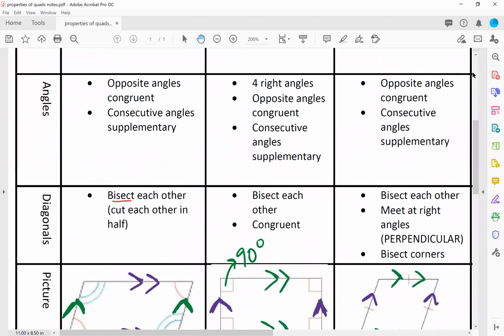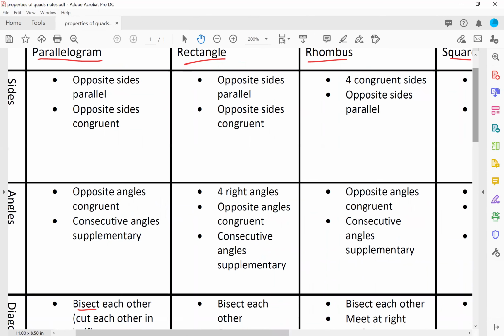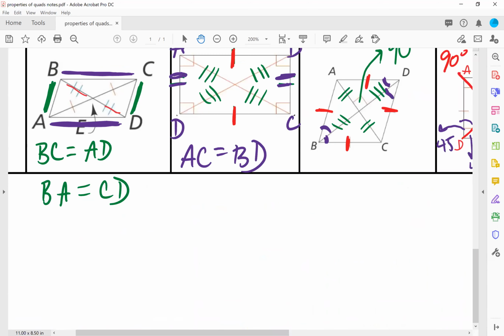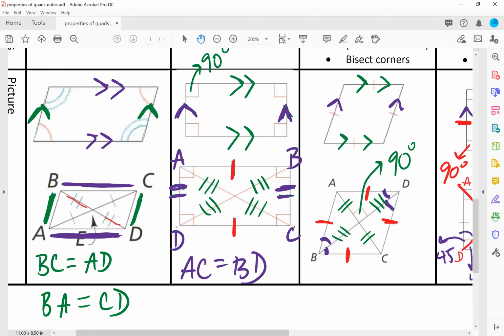Okay, let's move on to rectangles. So a rectangle is very similar to a parallelogram. It just has one extra thing on there. So again, our opposite sides are parallel and our opposite sides are congruent. So again, you can see the parallel sides, top and bottom, left and right. And then also, if you look here at your sides, the top is congruent to the bottom, left is congruent to the right.